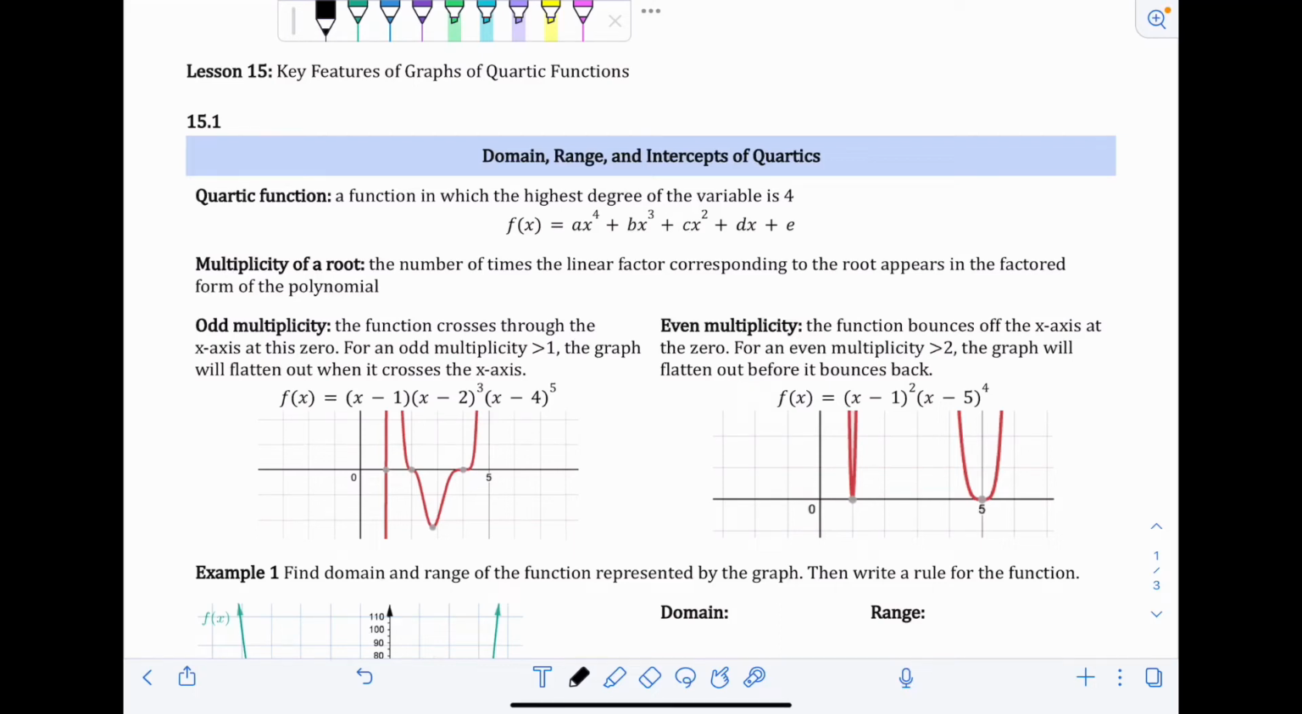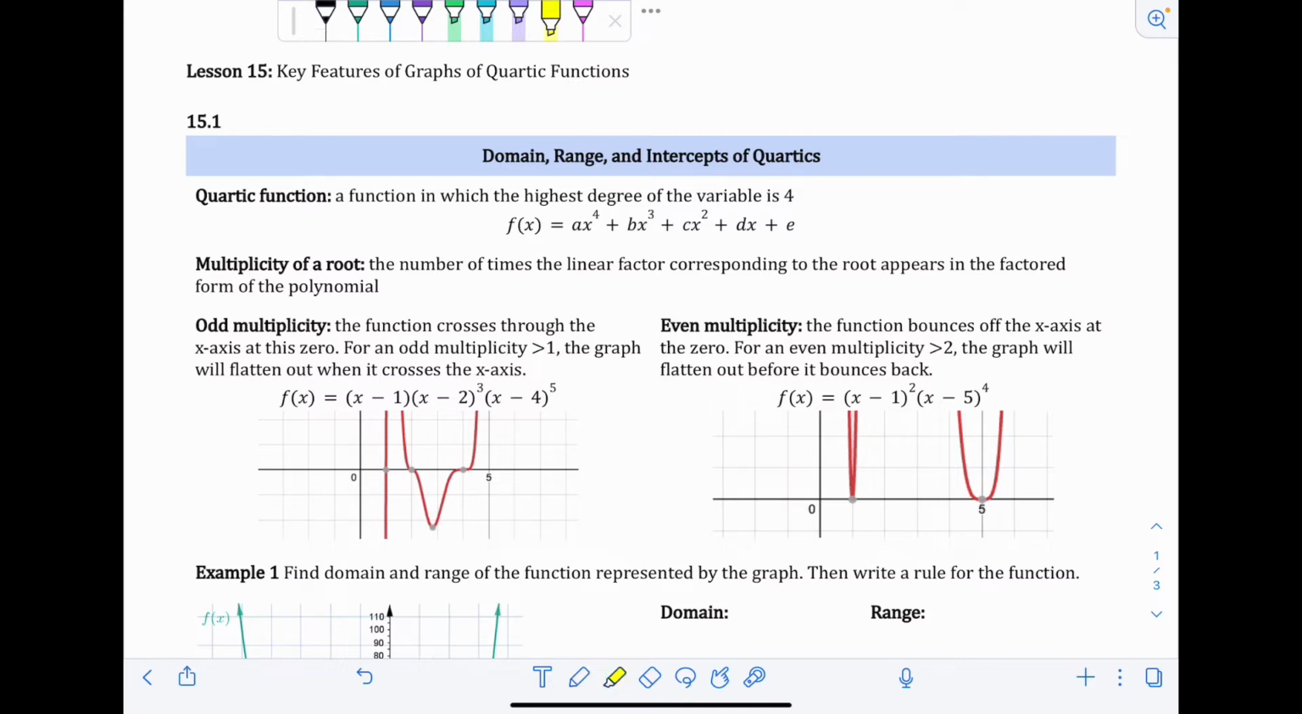Lesson 15 is key features from graphs of quartic functions. So we've done pretty much this same lesson before with quadratics and with cubics, but now we're moving on to a new type of function, which is the quartic function, and that's just something with a degree of 4.